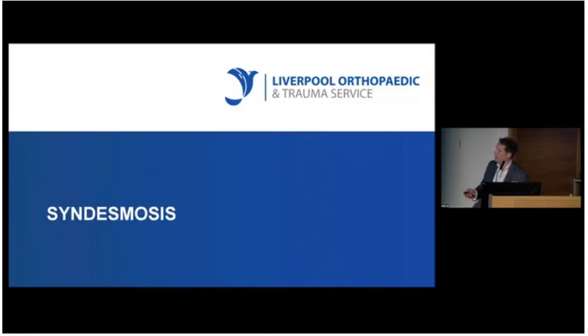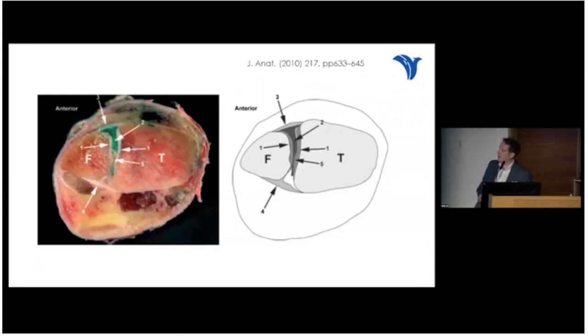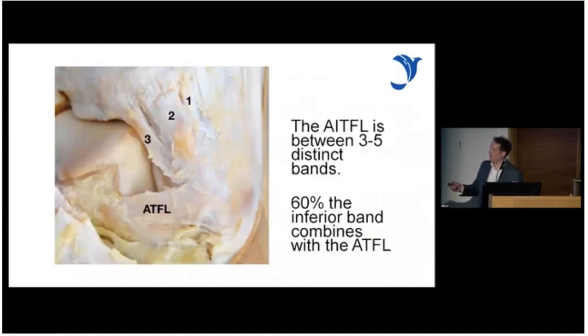Okay, so syndesmosis. First of all, and I don't mean to teach you to suck eggs, but we've got the front ligaments, the front, middle, and back. Yeah. Okay, and your TFL at the front is usually in 3 bands. This one, we've done a bit of anatomy work on this. Often your band 3 does go into your ATFL.